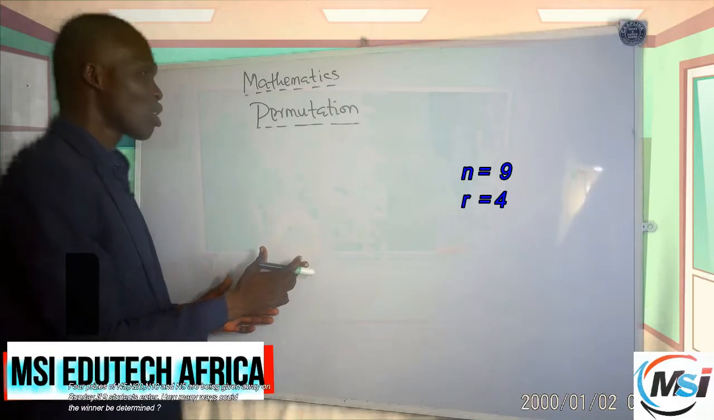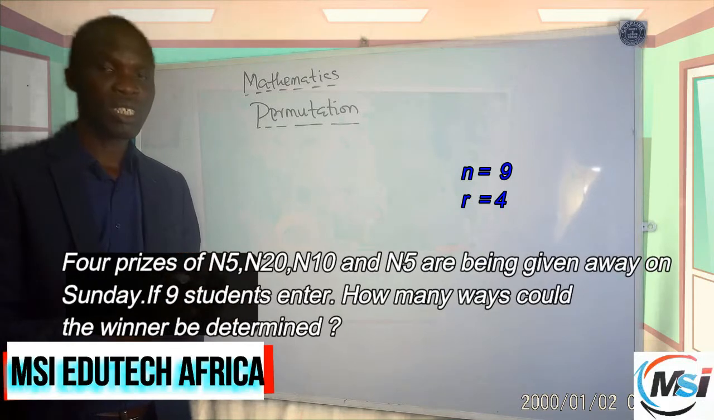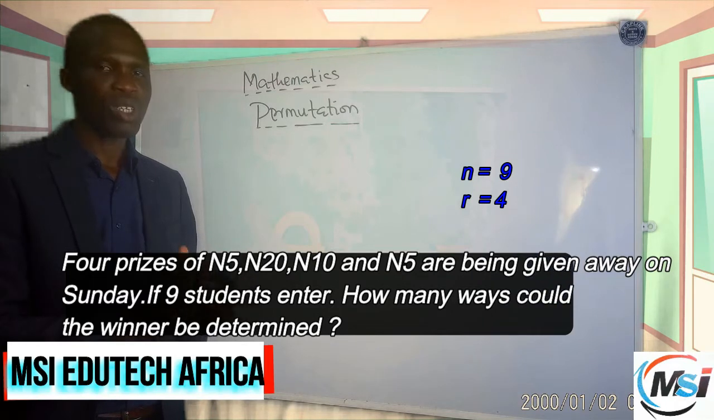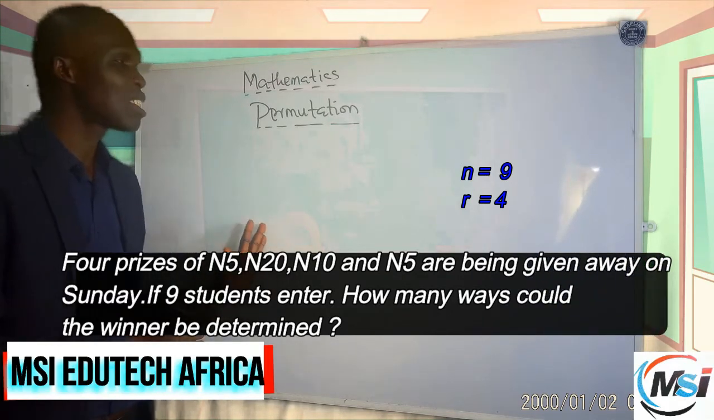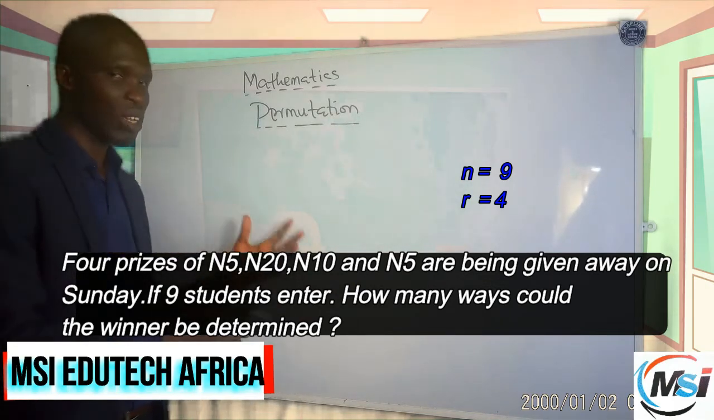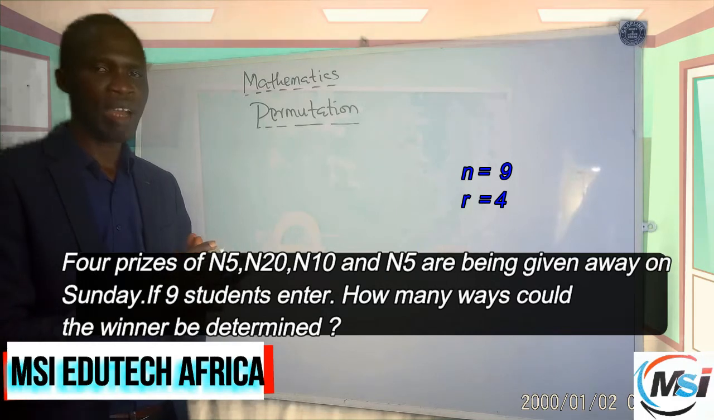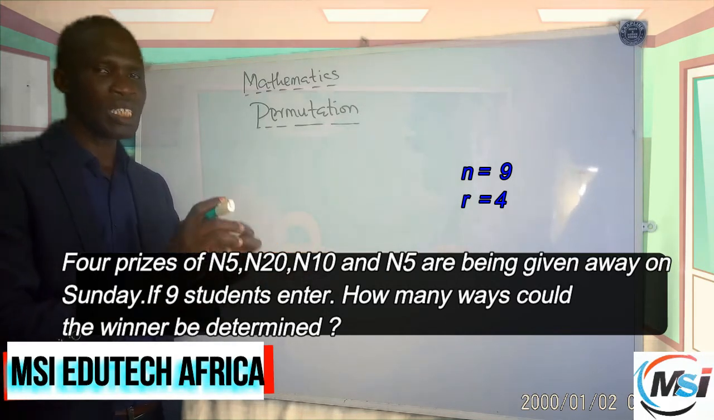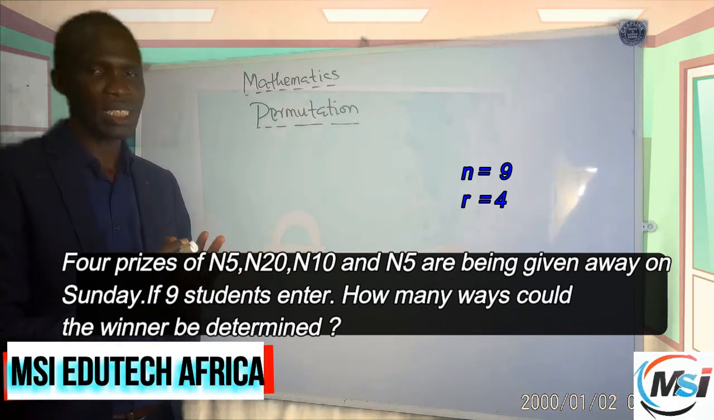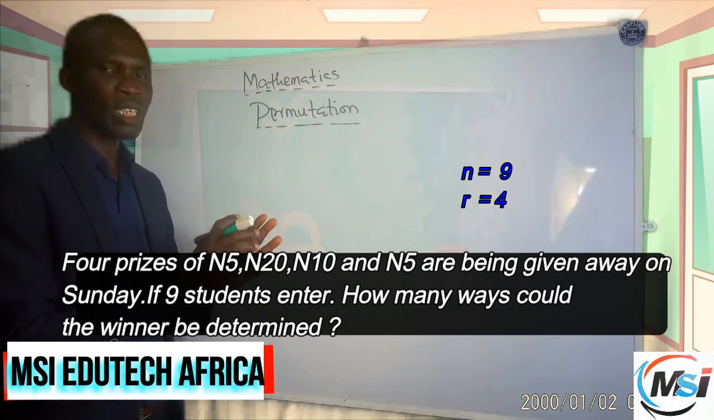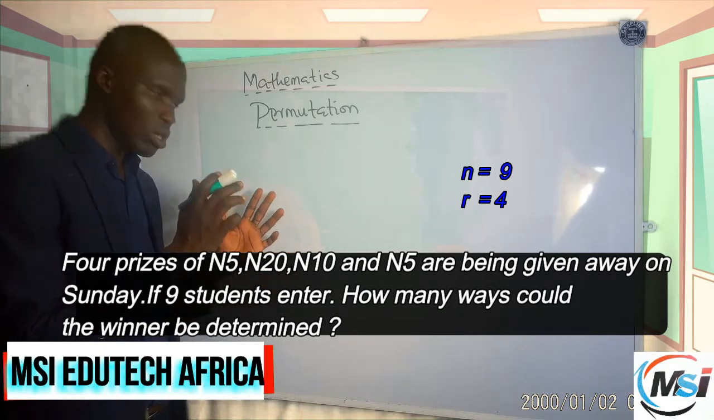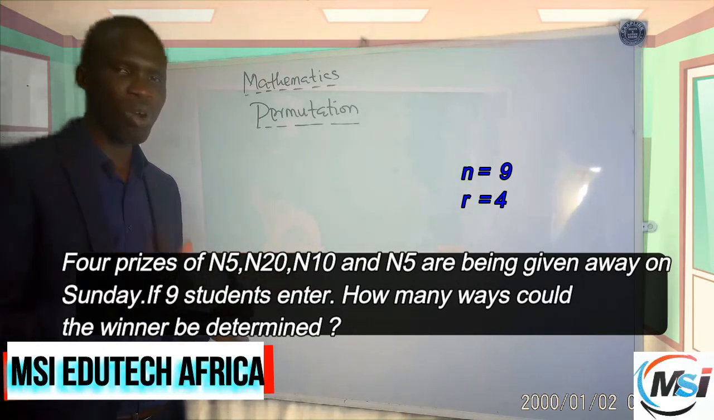If you look at this question, you will discover that this is a word problem. So what are we going to do? We have prizes as follows: 5 naira, 20 naira, another 5 naira, and we have 10 naira also. These are being given away on Sunday, and the question is, how many ways could the winners be determined?